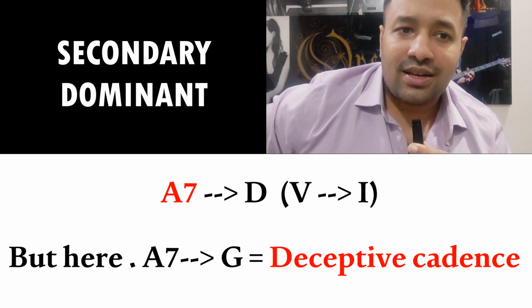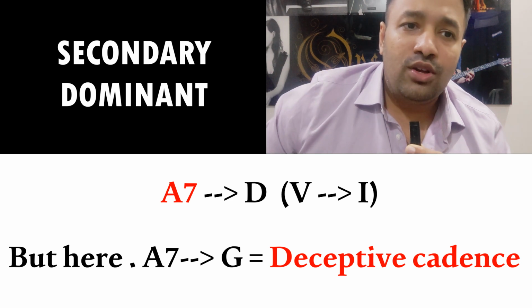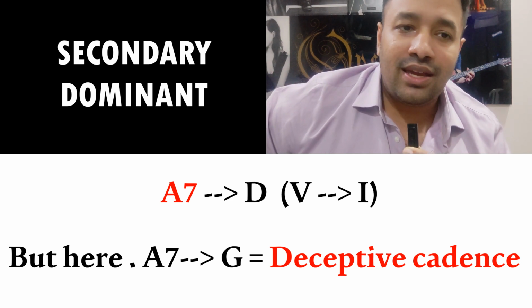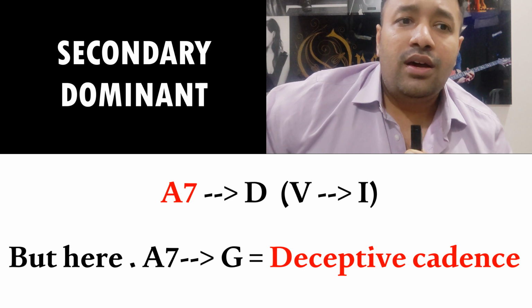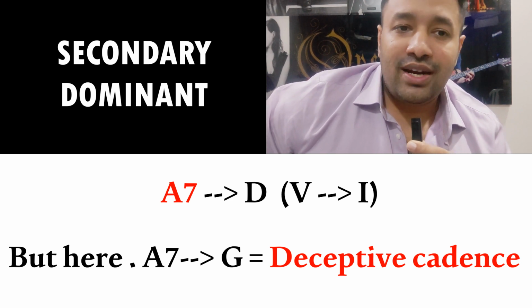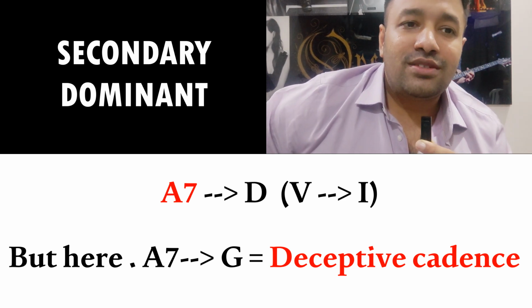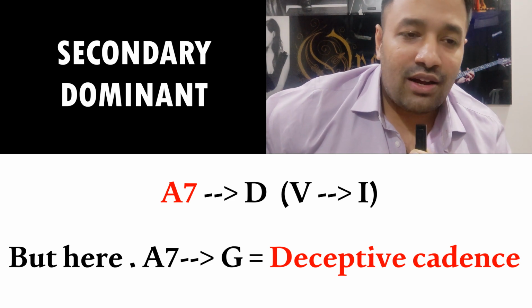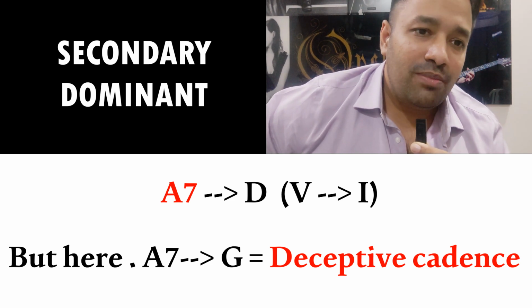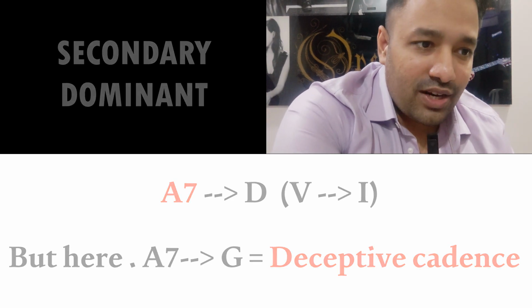But normally a secondary dominant would have a 5-to-1 resolution. That is, the A7 would go to the chord which is a 5th down from that A, which is a D chord. However, here we see that the next chord is a G major, and this is a very interesting concept that's called a deceptive cadence. Instead of resolving to the D major, we have a resolution to the G major, which kind of fools the listener. So it's called a deceptive cadence.